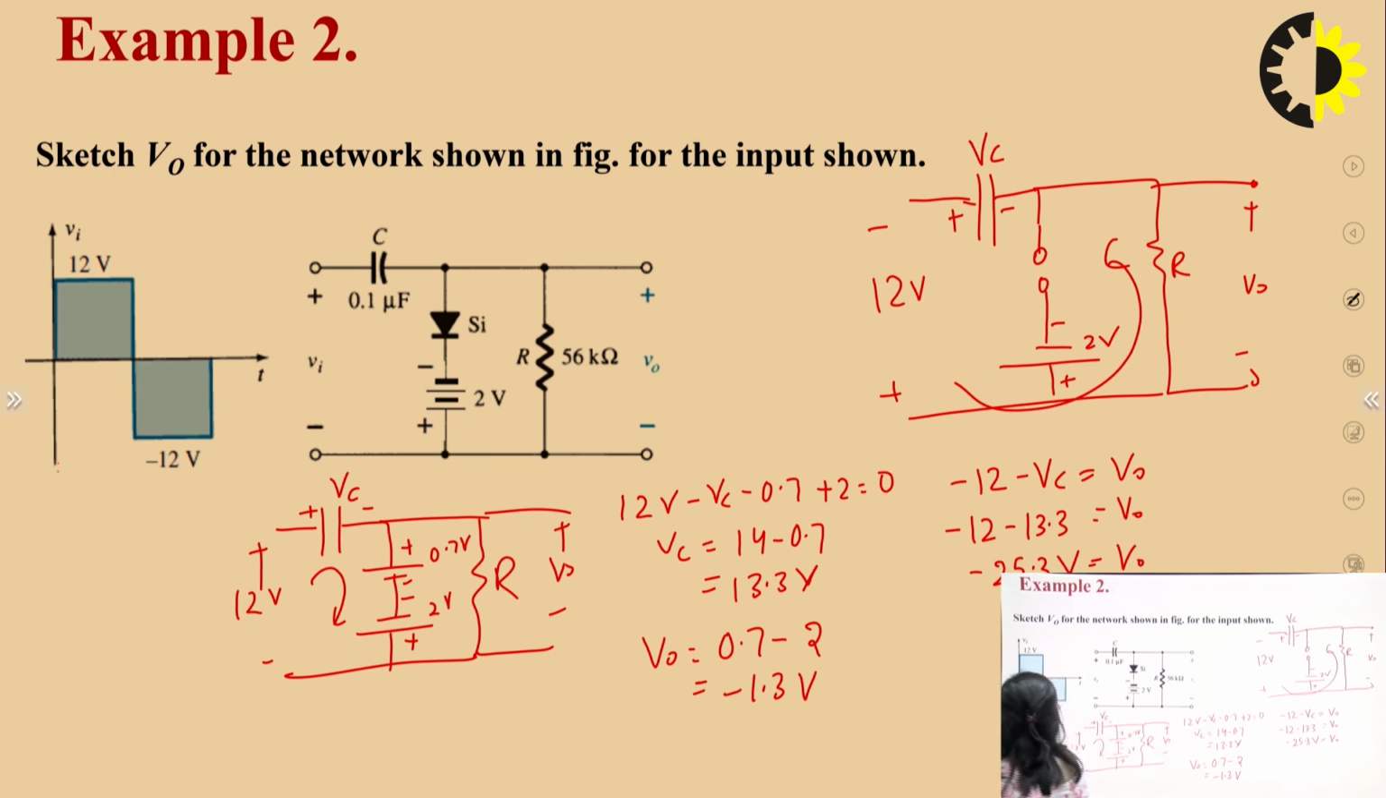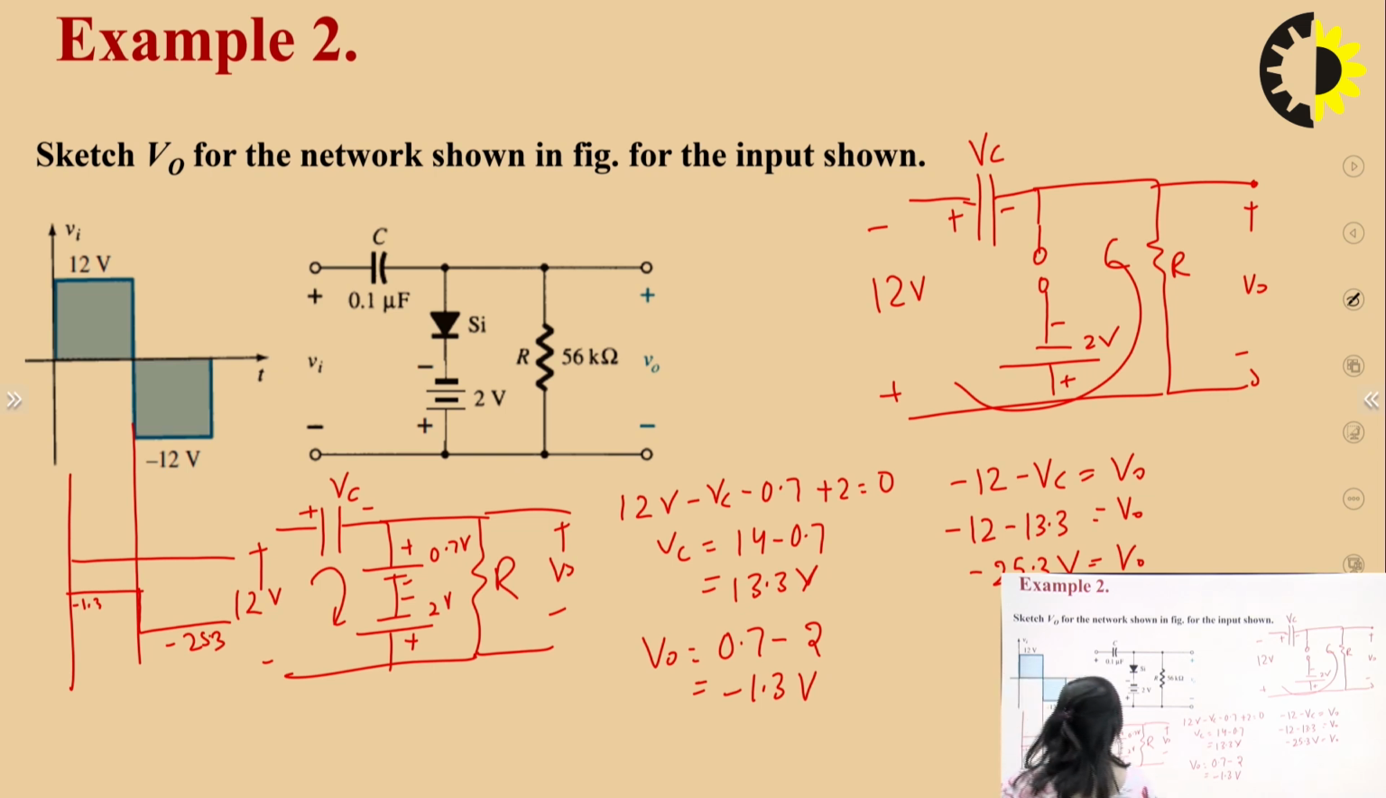And if we draw the waveform here, we can find that in the positive half cycle the output is minus 1.3. So this is the minus 1.3, and after that in the negative half cycle 25.3 is the output, and the VC level, the DC level, is given by 13.3 and is going in the negative direction. So this is the minus 13.3 volt.